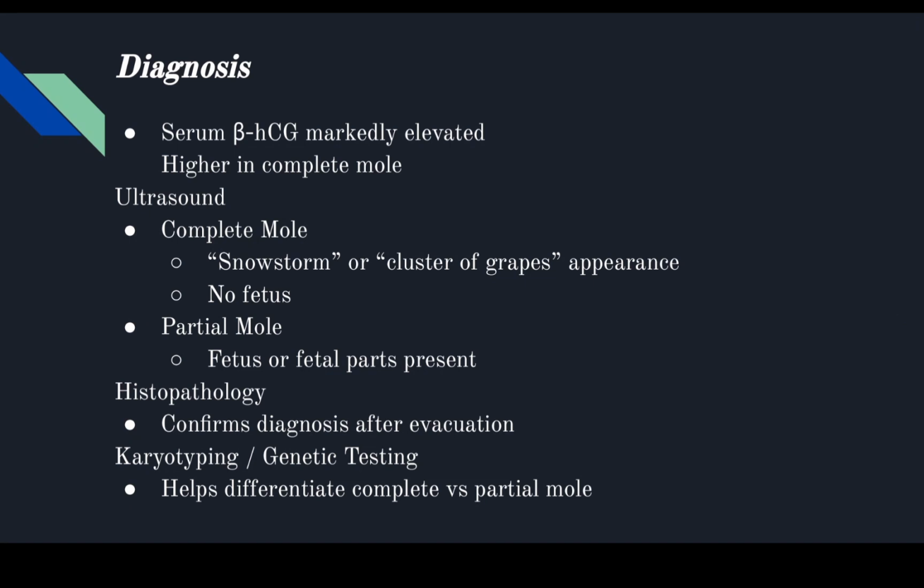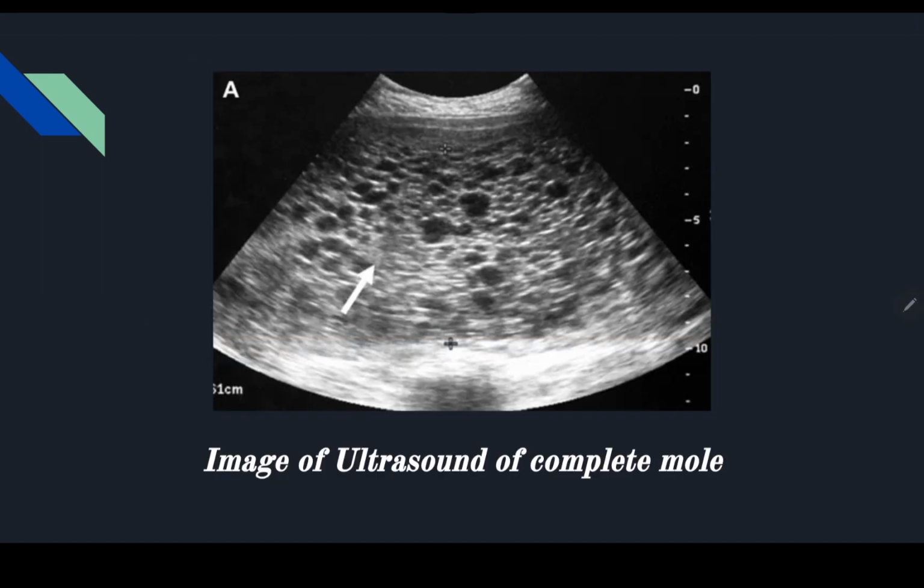And histopathological investigation is the confirmatory diagnosis after evacuation. And karyotyping or genetic testing helps in differentiating partial from complete mole, as the karyotypes are different in the two. As you can see, the grape-like structures in the ultrasound of a complete or incomplete hydatidiform mole. This is the ultrasound of a complete mole.